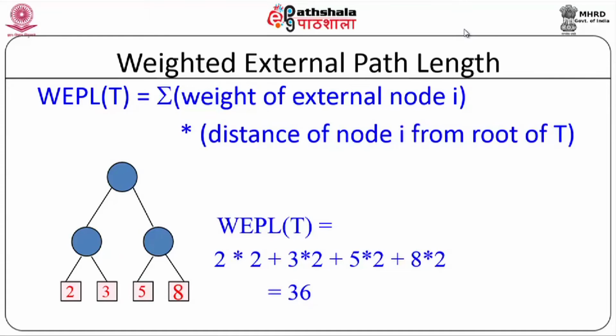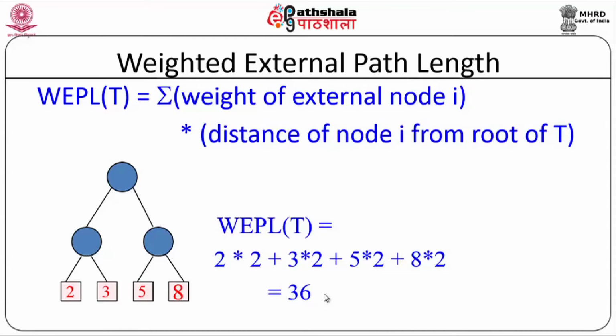So, we can apply the formula, it is a summation of the weight multiplied by the distance. Therefore, it is 2 multiplied by the path length 2, and node 3 that is represented with the length 2, and similarly 5 and similarly 8. You can see that all these nodes are away from the root by 2 hops. So, if you put everything together, then we are getting a value of 36, that is going to be the cost of this particular tree.